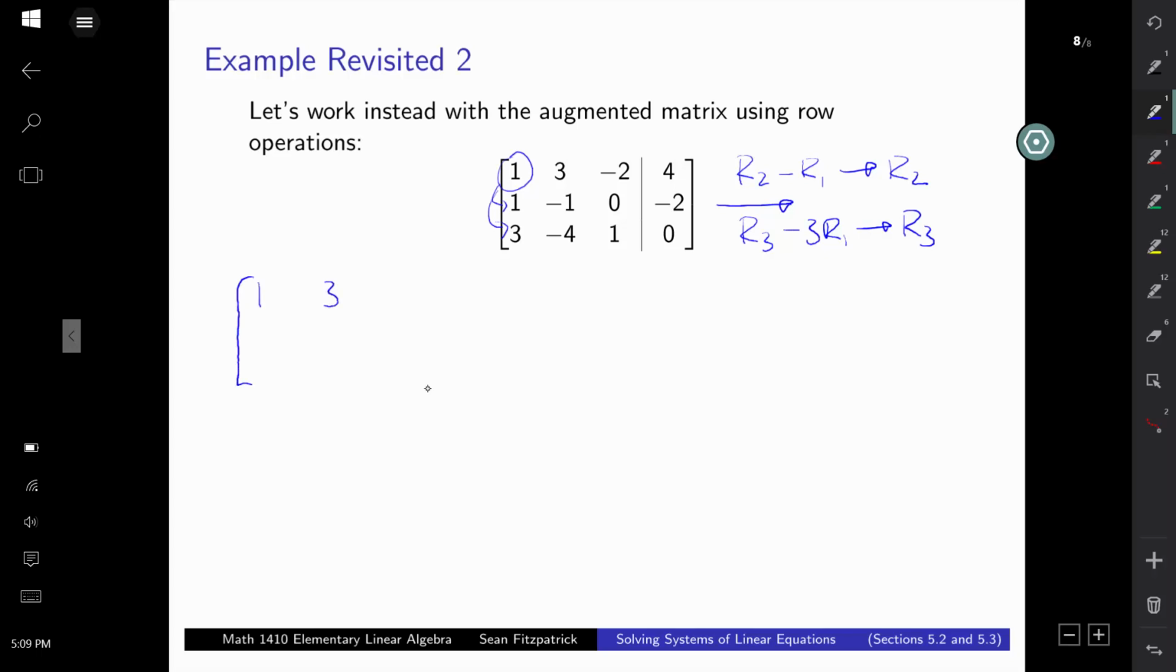So I haven't changed the first row. It stays as it is. Now I'm doing row 2 minus row 1. So 1 subtract 1 gives me 0. Minus 1 subtract 3 gives me minus 4. 0 subtract minus 2 gives me plus 2. And minus 2 subtract 4 gives me minus 6. Now, row 3 minus 3 times row 1. So 3 subtract 3 times 1. So 3 minus 3, 0.